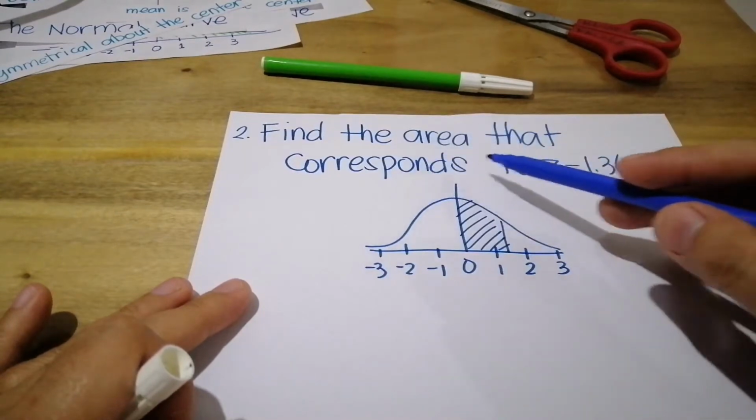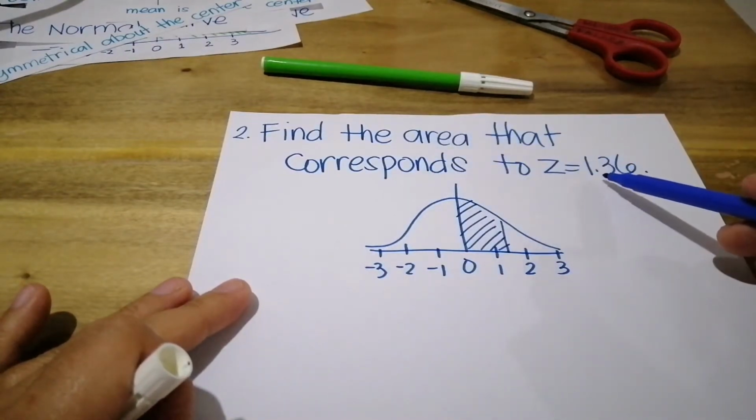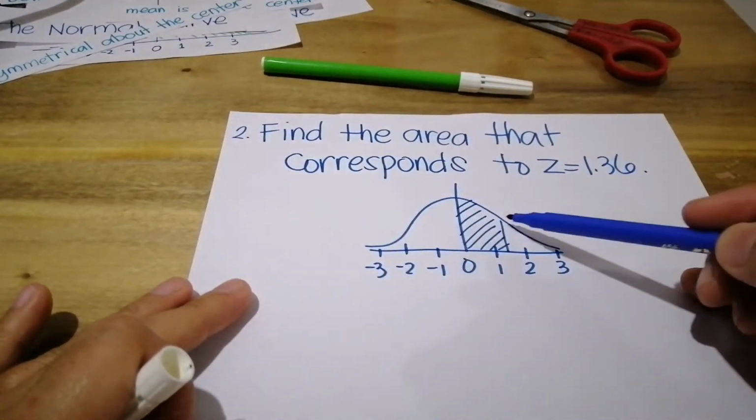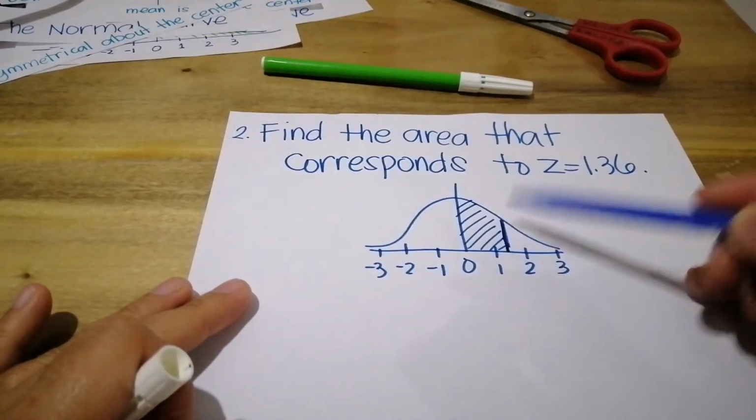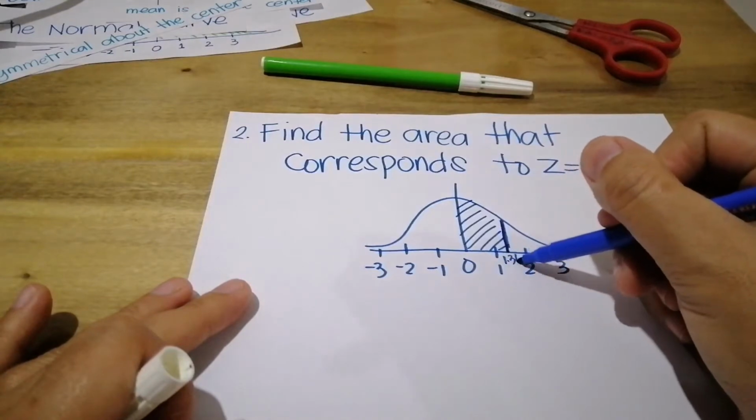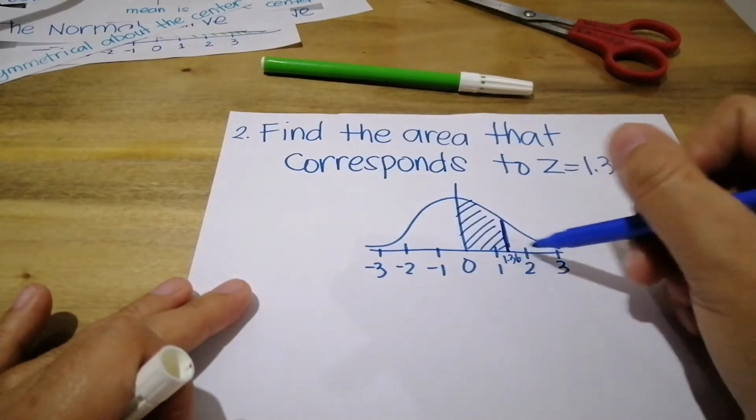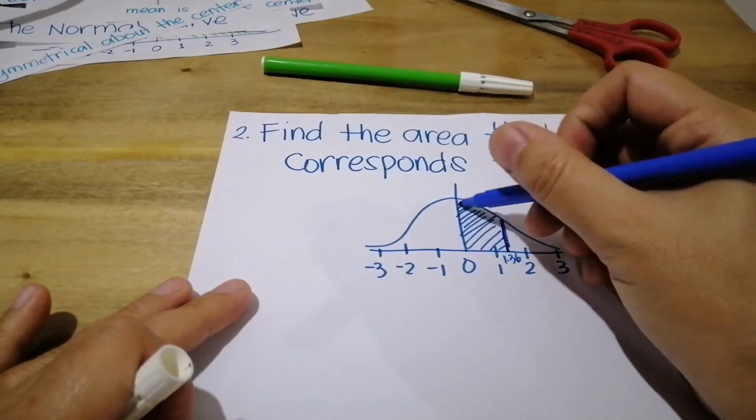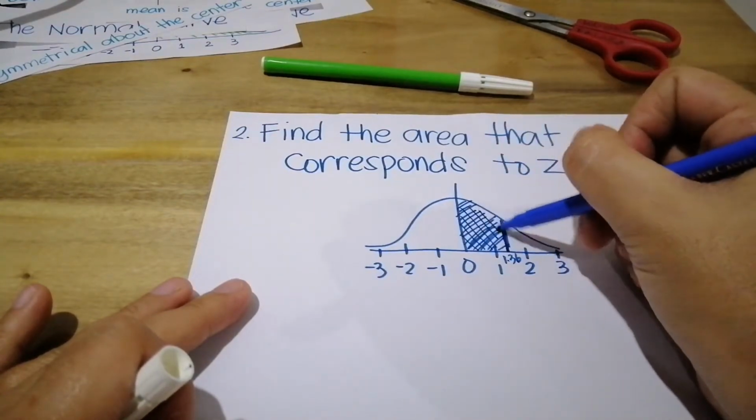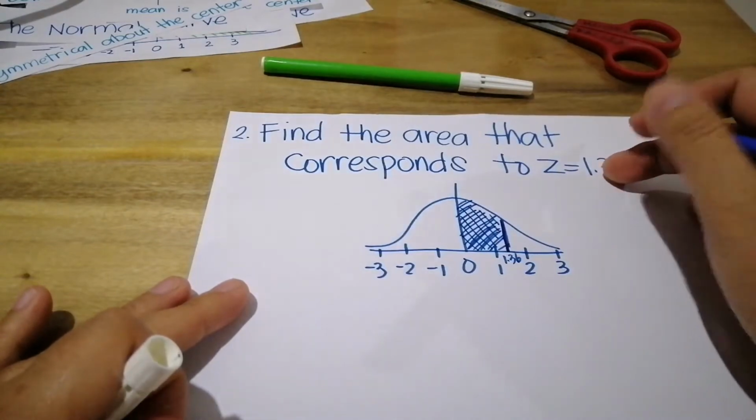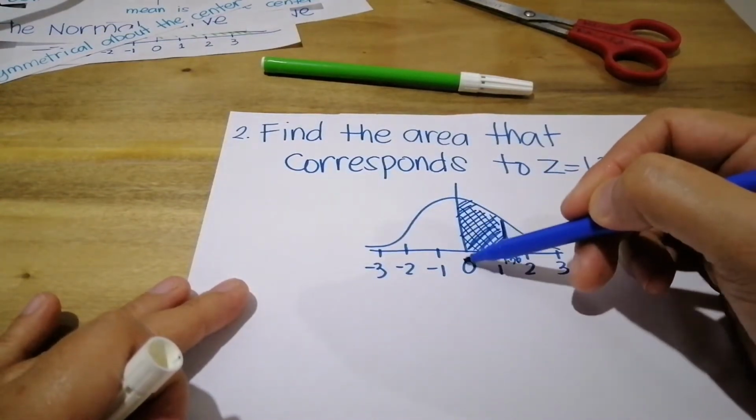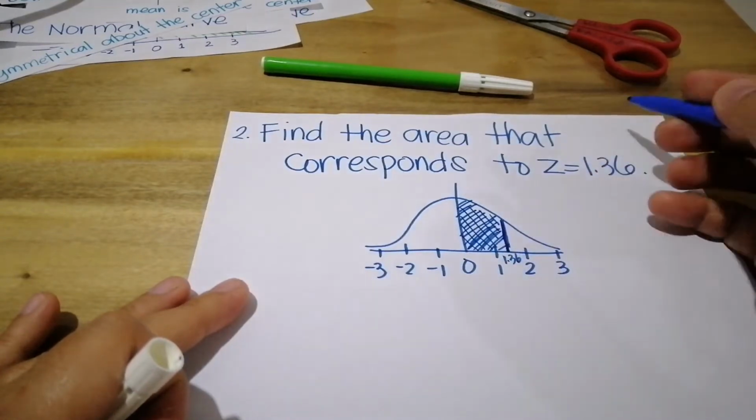Where can we locate this area that corresponds to z equals 1.36? So if this is the normal curve, I have here a line that corresponds to 1.36. That's somewhere between 1 and 2. This shaded region here is the area that is asked in the question. So let us find the area of the shaded region. That's the area between 0 and 1.36.